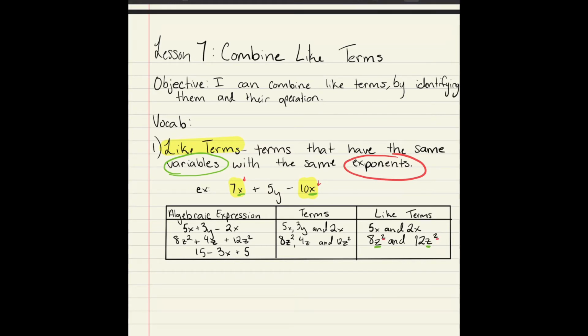And finally, we have 15 minus 3x plus 5. So the terms here are 15, 3x, and 5. The like terms here are 15 and 5 because they have the same variables, which is none, and the same exponents, which is none. All right, let's jump into unlock the problem.